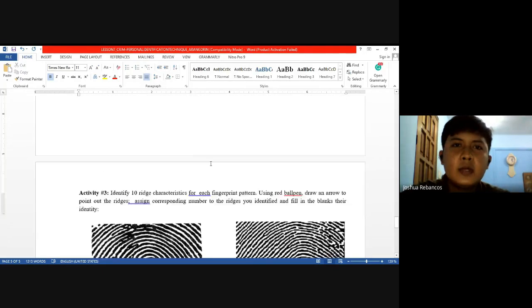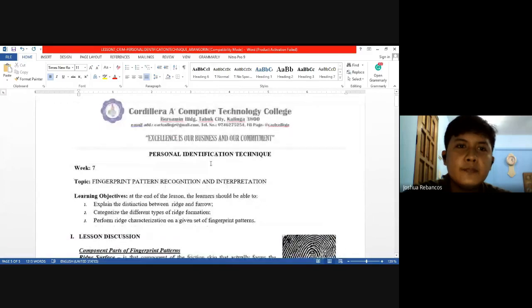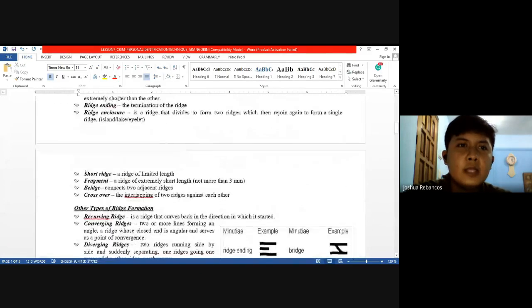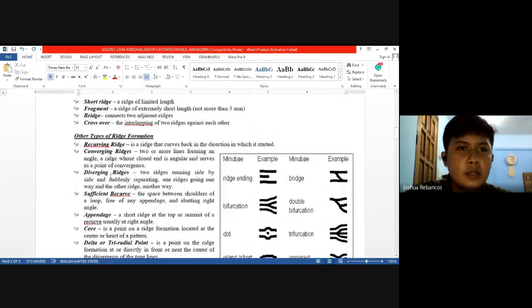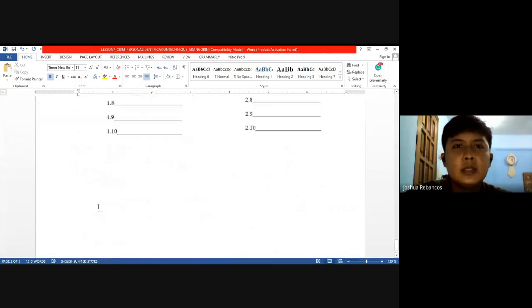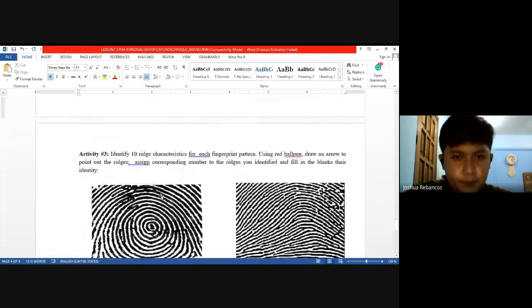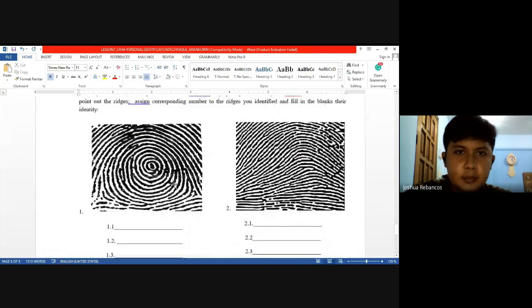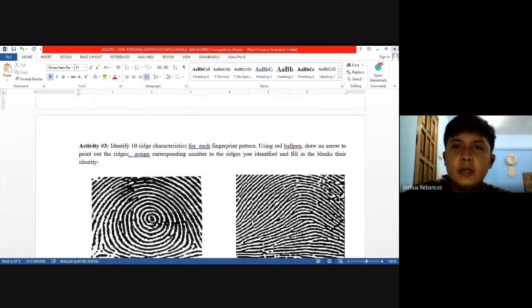Maka-refer kayo dito. Ito yung mga bifurcation, ridge hook, ending, radial closure, short ridge, fragmentary ridge, diverging, converging, recurving, appendage, core, delta. Hindi kayo mawawalan, madami yan. So, yun ang gagawin nyo dito sa activities nyo.